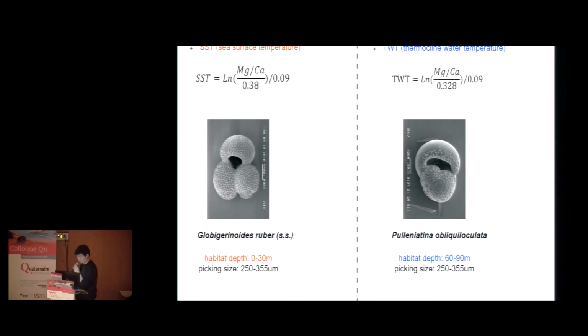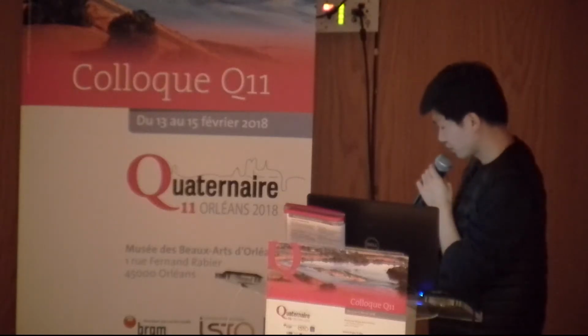For reconstructing the past water temperature, we use the magnesium/calcium paleothermometer. We select two planktonic foraminifera species. One is named ruber, which lives in the mixed water layer and could give us information on surface water properties. And one named Neogloboquadrina dutertrei, which lives in the upper thermocline. We use it to calculate the thermocline water temperature.